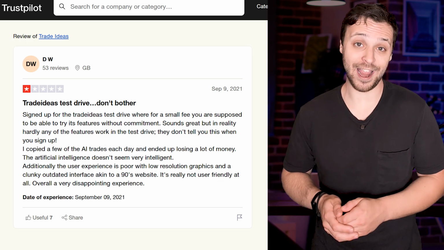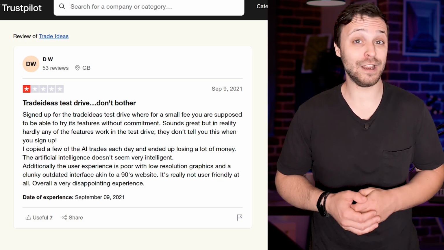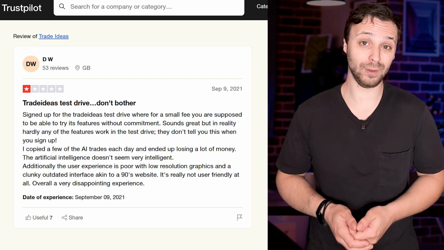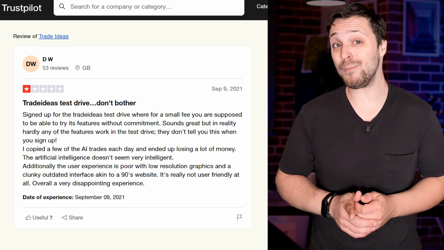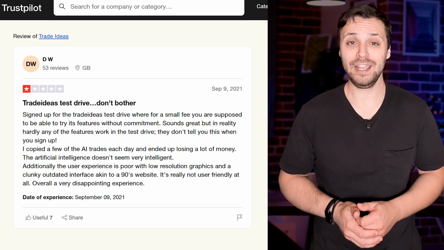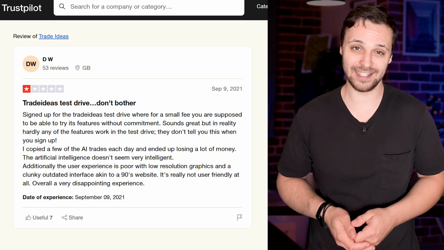Starting with Trade Ideas. One guy said he signed up for the test drive expecting full access, but realized fast that most features were locked. Then he tried copying a few AI trades and ended up losing money. He also said the interface felt outdated, like something from the 90s.